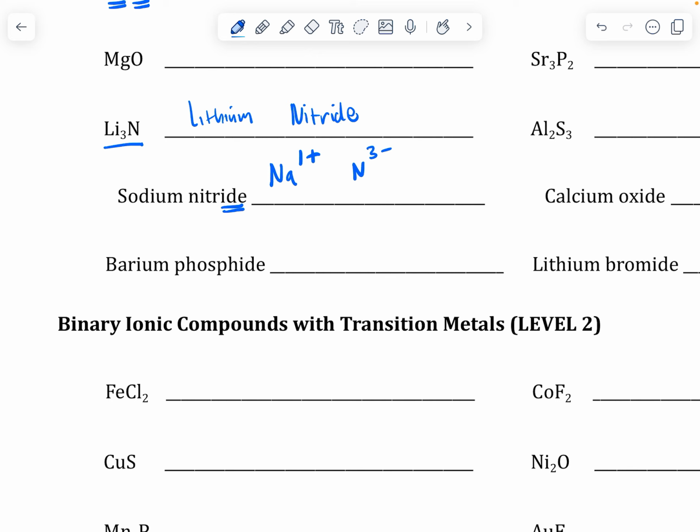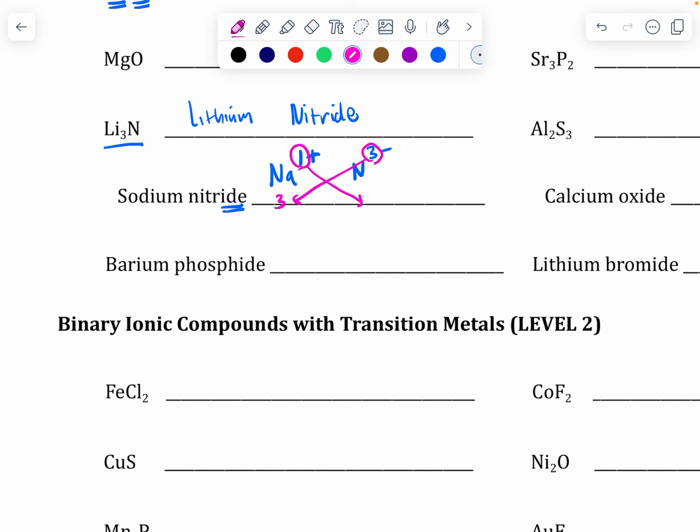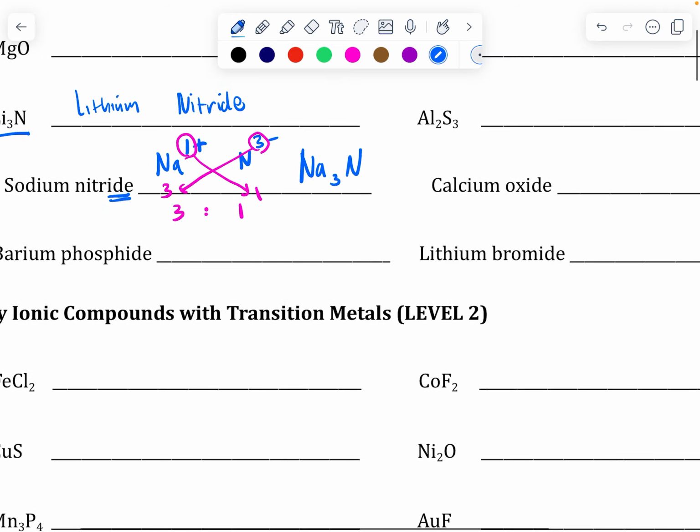No. That is why you're going to have to employ the crisscross method. So bring the numbers down only. Here's the 3, here's the 1. Boom. So sodium, there's going to be 3 of it to 1 nitrogen. Therefore, what do we have here, guys? Na3N. That's it.